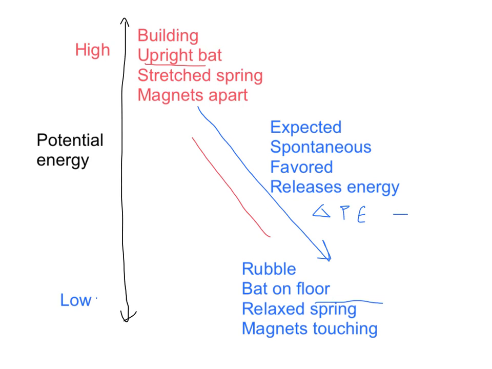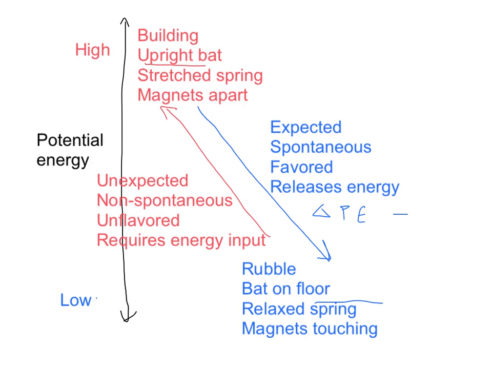Likewise, we can also consider the reverse reaction, because all of these things are in fact reversible. And this reverse reaction is also worth considering. And as you might expect, going in this reverse direction has the converse of all those various words. It is unexpected for rubble to turn into a building, for a bat on the floor to spring up, become upright, a relaxed spring to suddenly stretch itself out, magnets to fly apart. It is also non-spontaneous, another way to say unexpected. It is unfavored, which is another way to say the last thing, which is requires energy input.